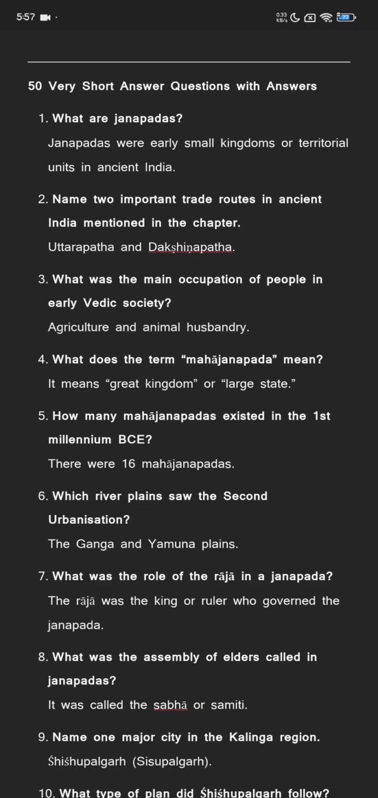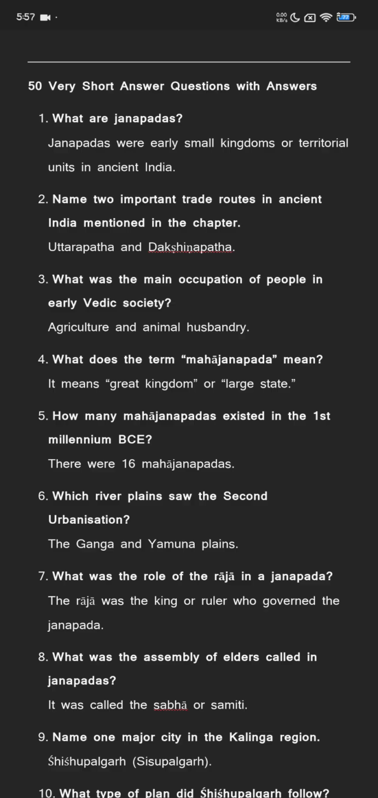What are Janapadas? Janapadas were early small kingdoms or territorial units in ancient India. Name two important trade routes in ancient India mentioned in the chapter: Uttarapatha and Dakshinapatha. What was the main occupation of people in early Vedic society? Agriculture and animal husbandry.